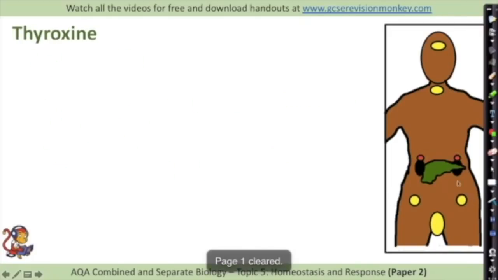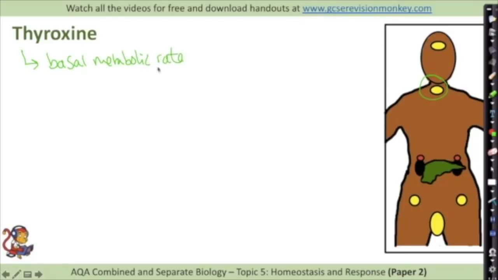The other one that you need to know is thyroxine. This is produced in the thyroid gland, and this is responsible for your resting metabolic rate, which is called your basal metabolic rate. So this is the metabolic rate whilst you're at rest, and thyroxine is responsible for keeping that the same.